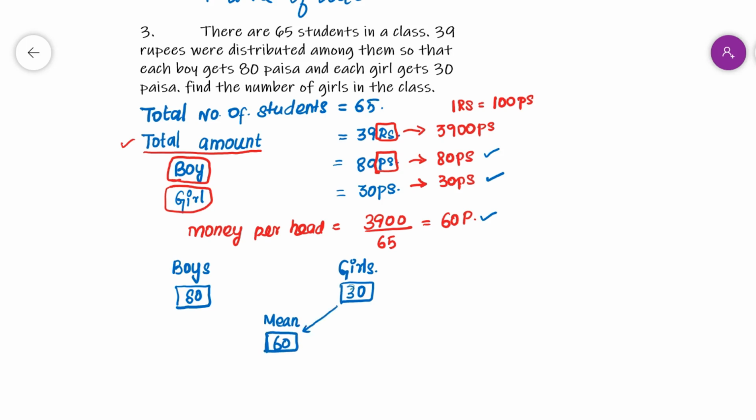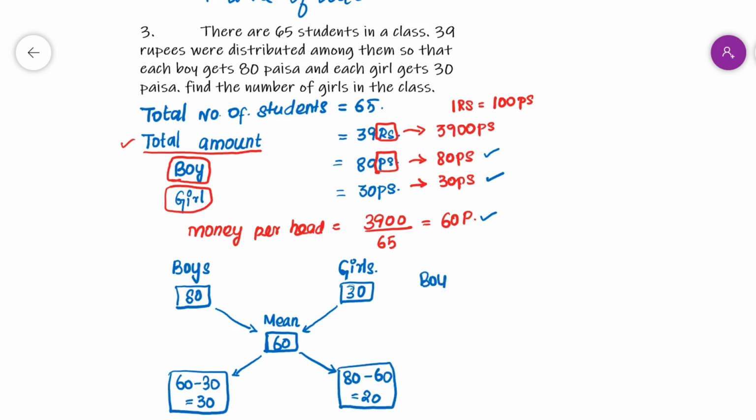Unit value means the mean price. You can't just apply the 3900 directly here. It is for one person, for one unit. So by simplification, we got boys to girls is 30:20, that is 3:2. That's the ratio of boys and girls in the class.